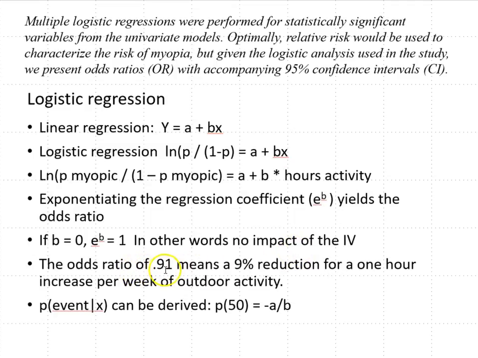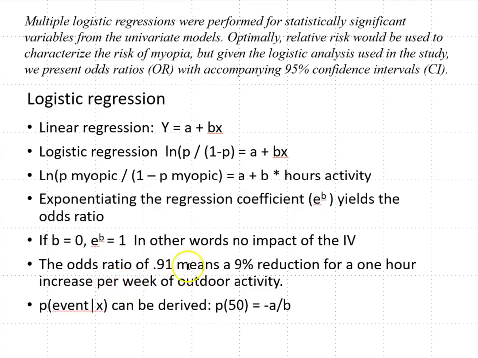Now, in our case, the odds ratio of 0.91 means a 9% reduction for 1 hour increase per week of outdoor activity. Now, if we remember correctly, that's not a very big effect. 9% reduction is not very big. And we said we had a pretty good size reduction of half a standard deviation, effect size 0.5. That's a reasonable size difference, but this is little. But it's a reduction for a 1 hour increase.